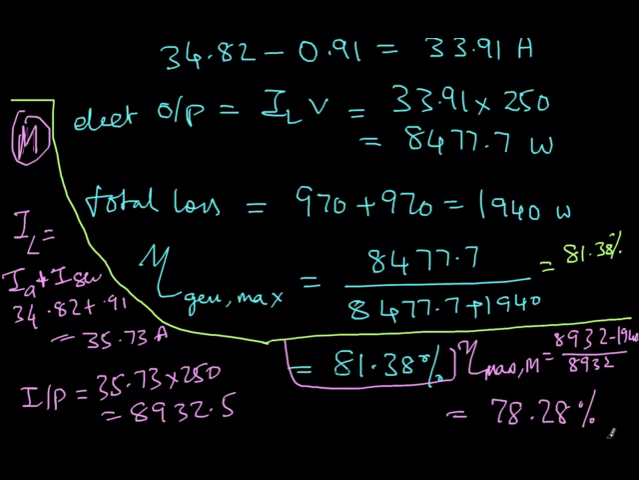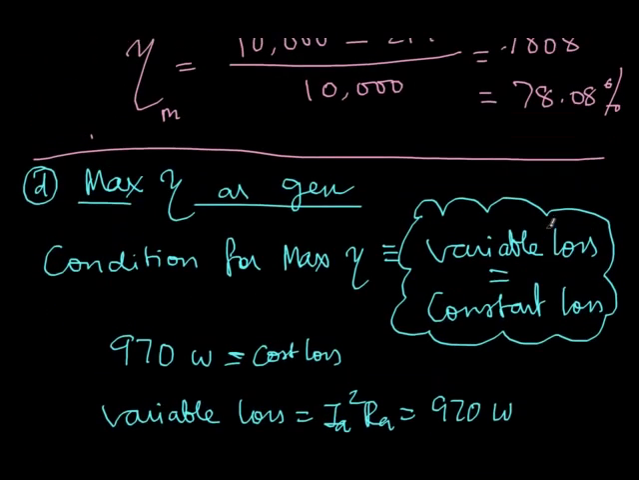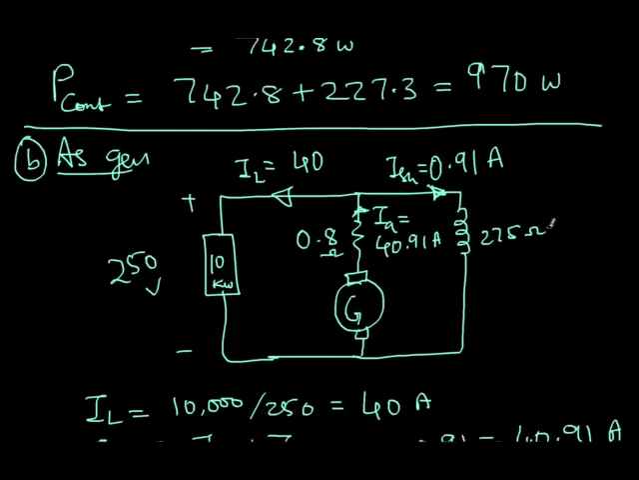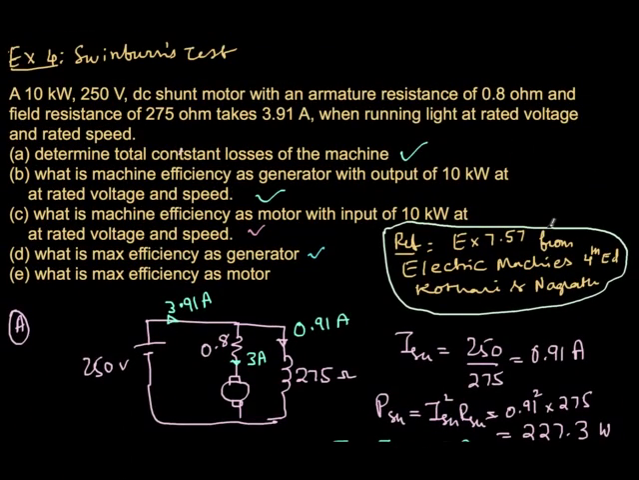So this way we are getting two different values of maximum possible efficiency, once when operating as a generator, and the other when operating as a motor. With this problem, I hope you got some idea about the entire concept of Swinburne's test. It's a test which is done on no load, and by testing the motor on no load, we are able to estimate the efficiency of the machine at different loads.